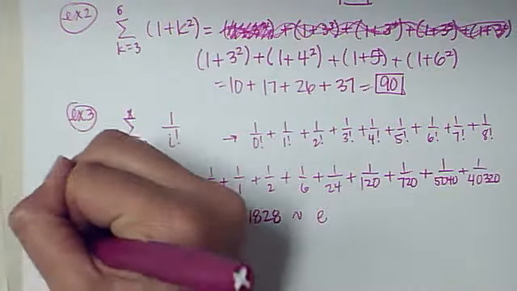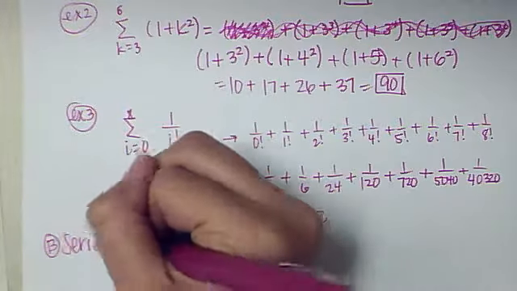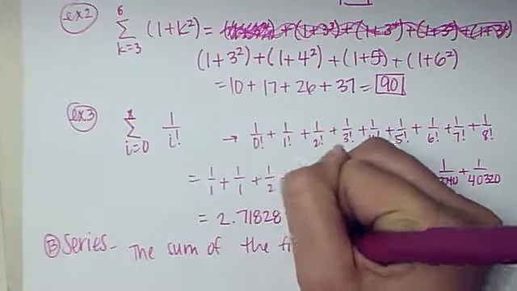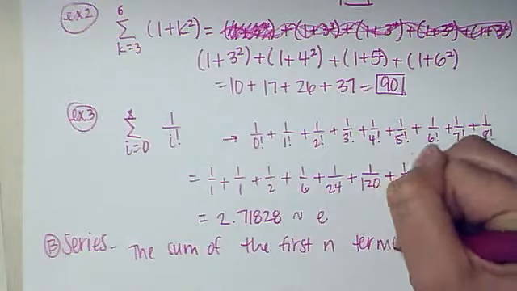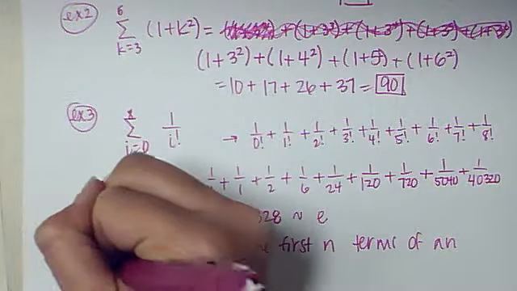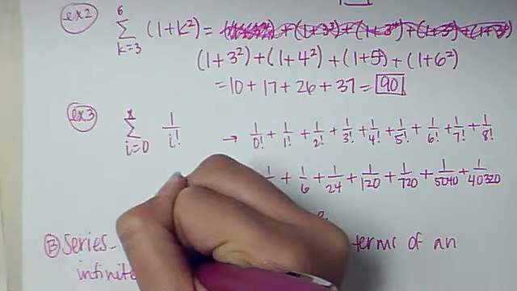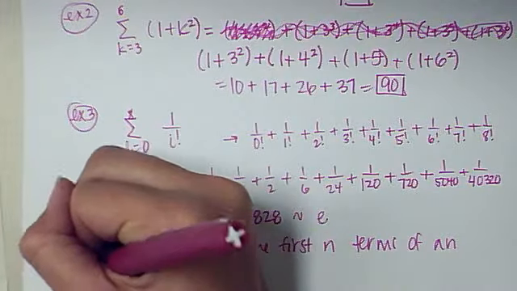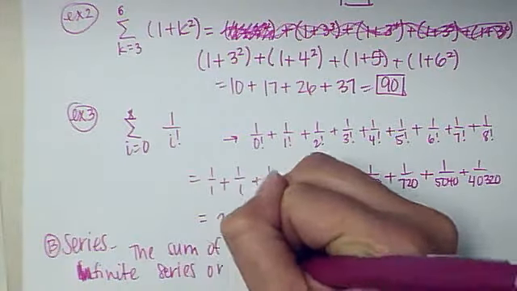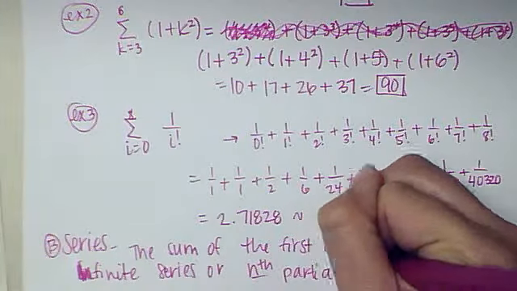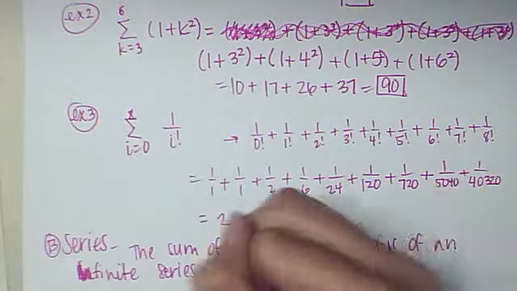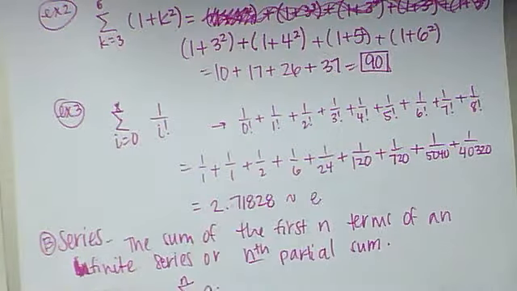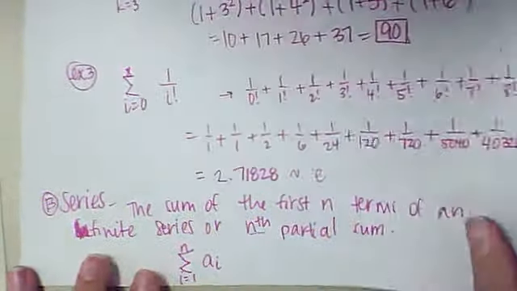Part B of what we're talking about is a series. The definition of a series is the sum of the first n terms of a finite series, or nth partial sum, is the summation of i equals 1 to n of a sub i. And that's a series.